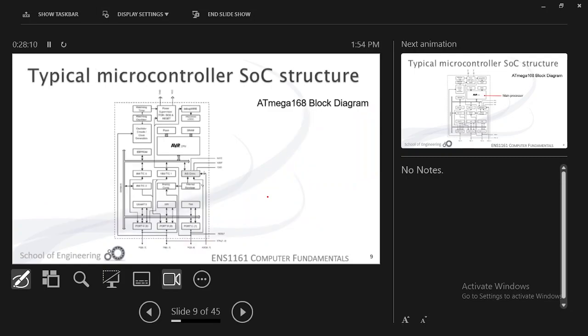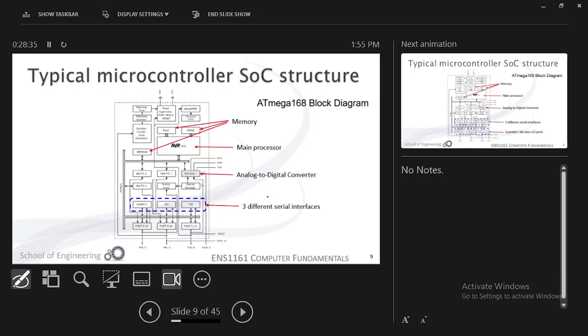Some additional information is given for you, but I don't think you need to bother a lot. So this is the main processor. This is a typical microcontroller with a SoC structure. Probably these are geared towards electrical and electronic engineers, but having this kind of knowledge will be valuable. But I don't think it's mandatory to work as a software engineer.